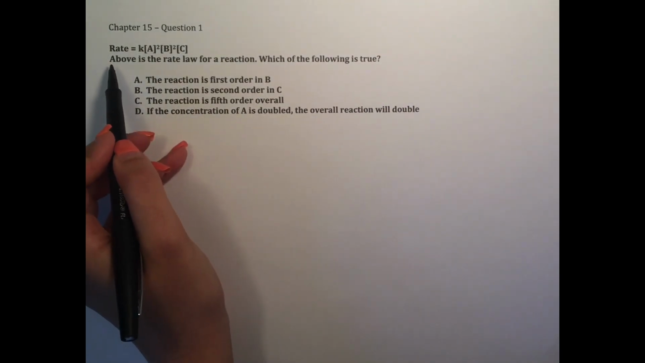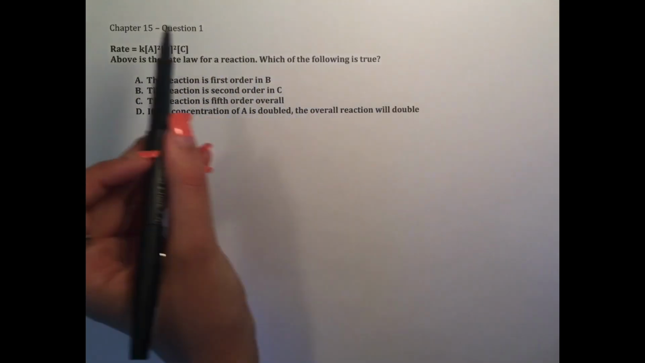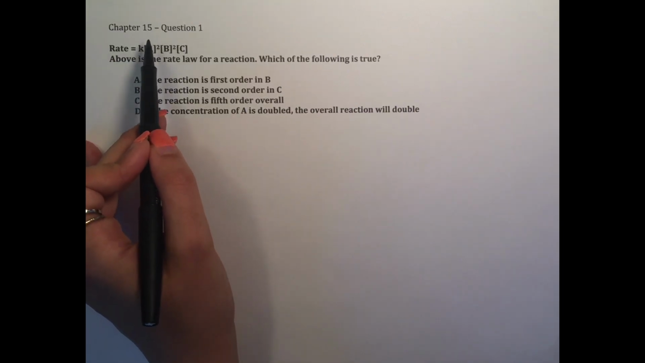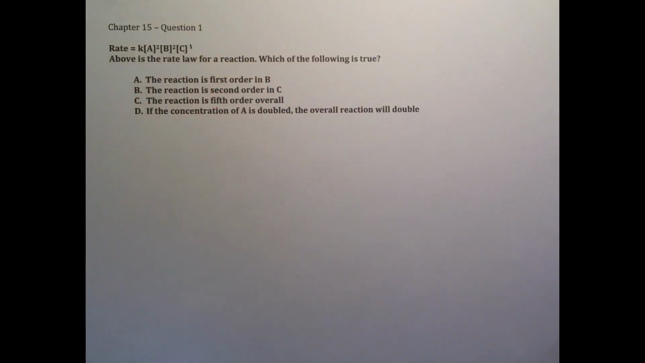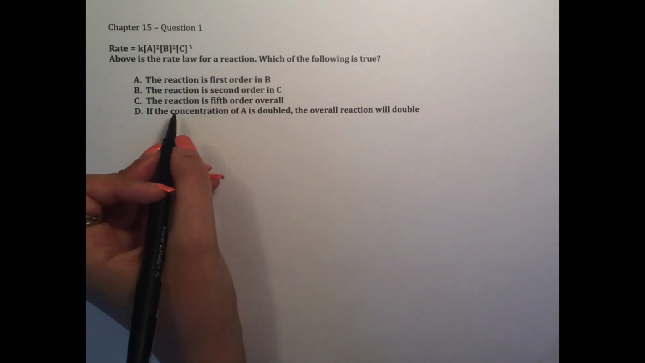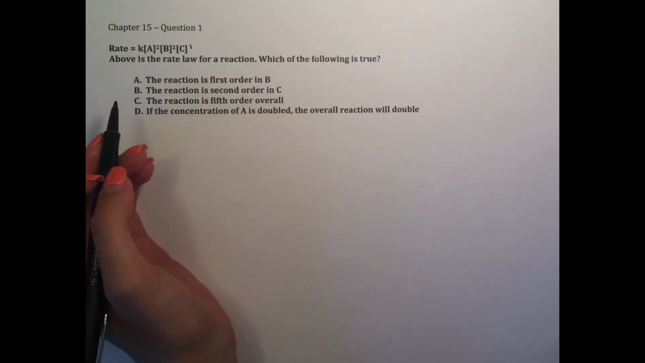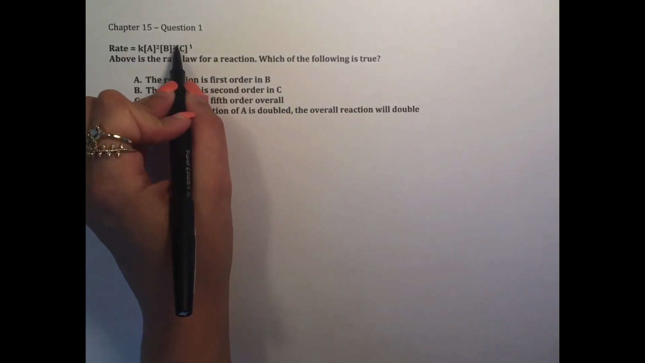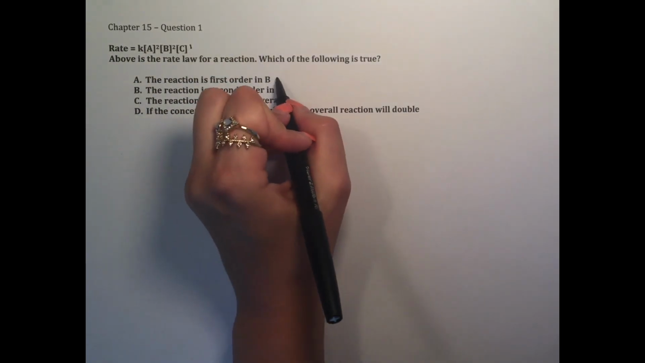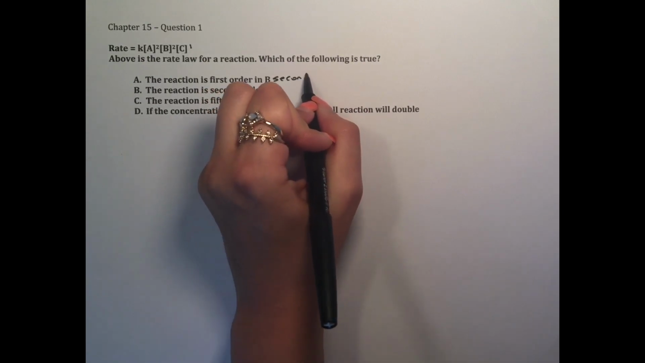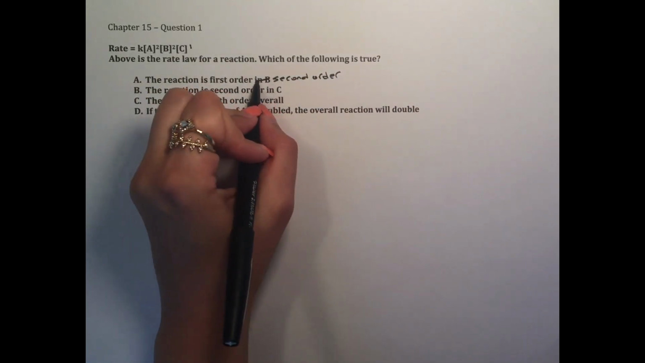And here's the question. Above is the rate law for a reaction. Which of the following is true? Our rate is K, A to the second, B to the second, C to the first. I like to put a 1 there, just so you don't forget about it. For option A, the reaction is first order in B. Well, here we see that we have a 2, which means that the reaction is second order in B. So we know that A is wrong.